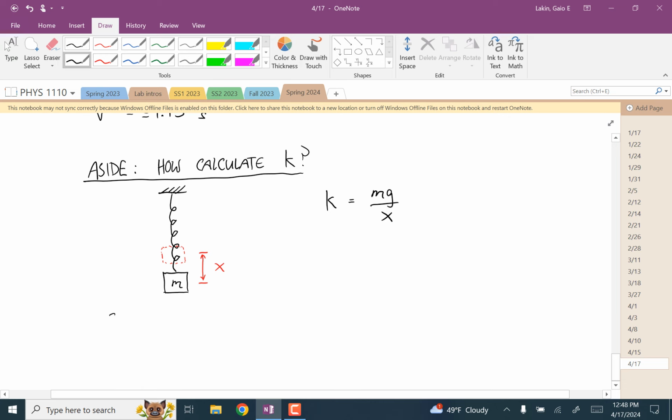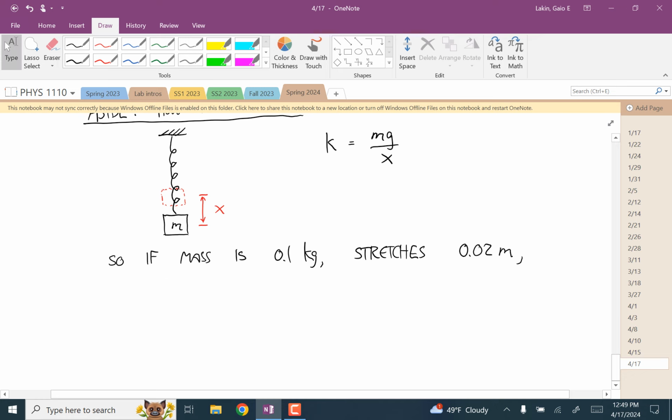So if the mass is 0.1 kilograms, and it makes the spring stretch from its resting length 2 centimeters, then the spring constant is 0.1 times 9.81 divided by 0.02, and in this case you'd have a spring constant of 49.05 newtons per meter.